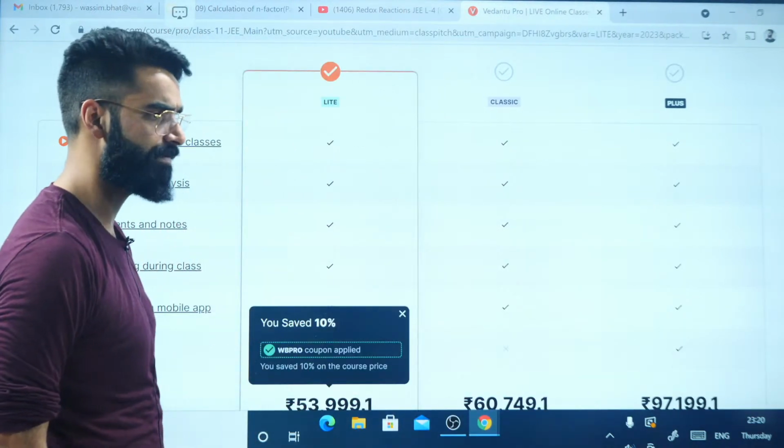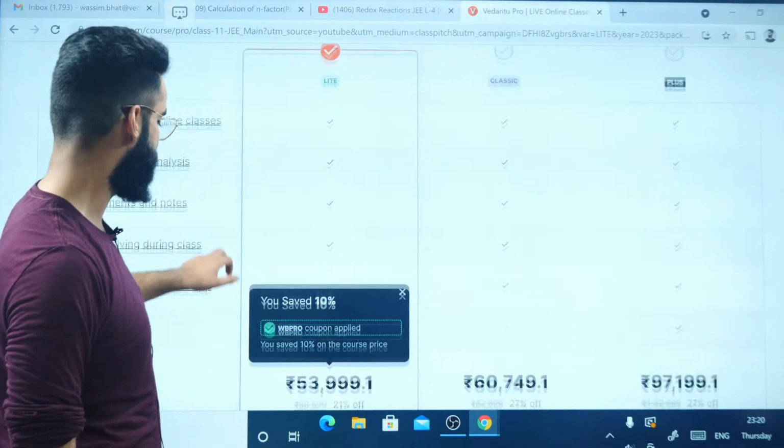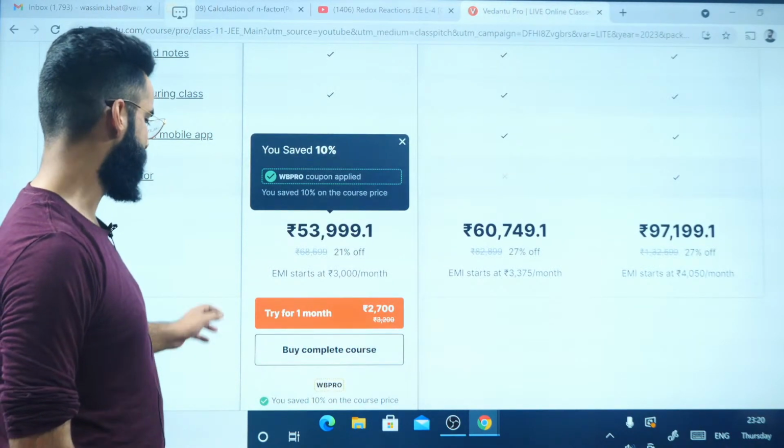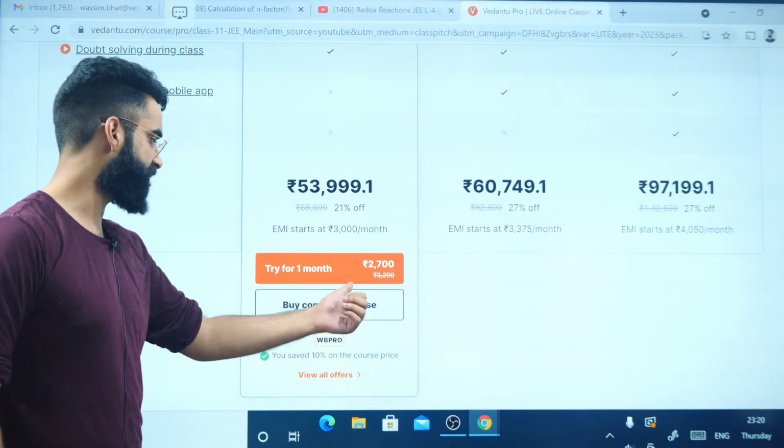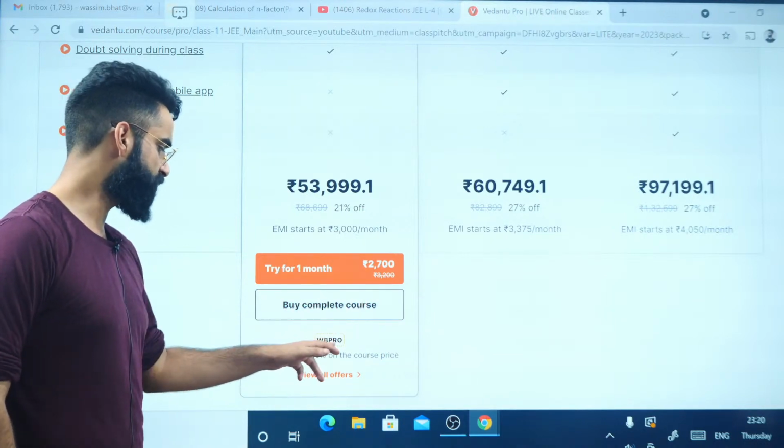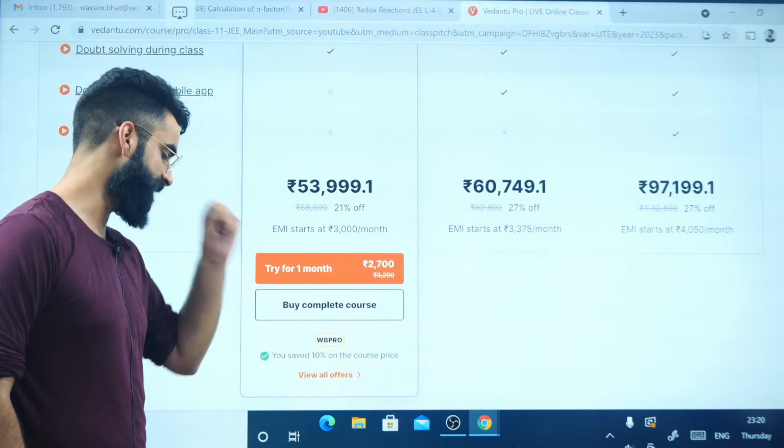For example, I'm going for light, right? You can either buy the complete course or you can try it out for a month. And use this coupon code WBPRO, you'll get some 10% off.